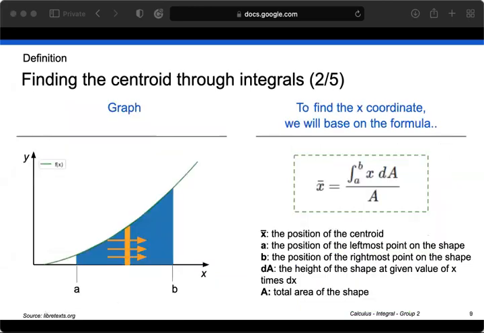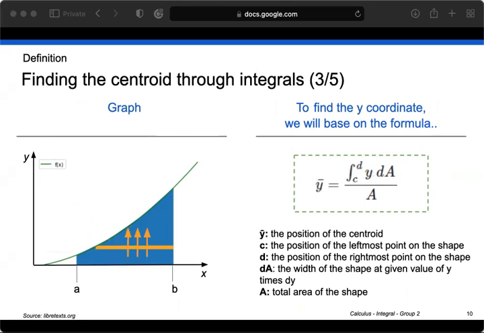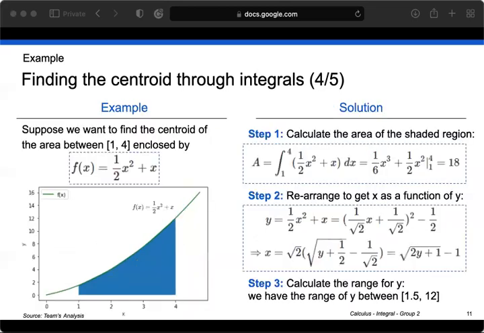In the x bar formula, dA can be rewritten as f(x) times dx, and f(x) is the height of the rectangle at any given point x. For the y bar coordinate, dA is similar to the equation in the last slide and can be rewritten as f(y) times dy, which is the width of the rectangle at any given y value.